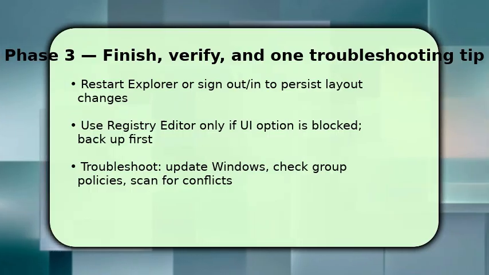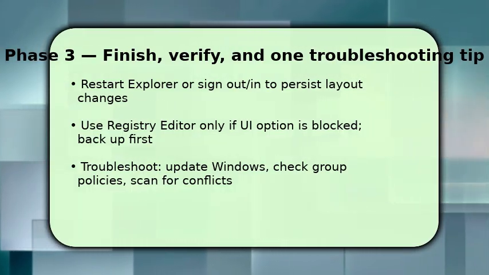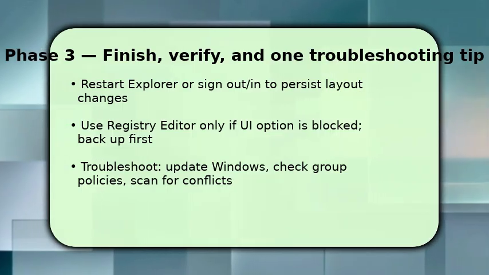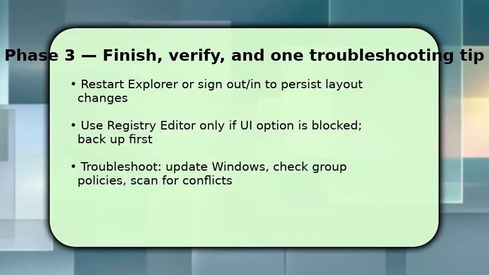If the settings panel didn't offer Center, use the registry editor carefully. Export the key as a backup before editing, then set the taskbar alignment word. Once changed, restart Explorer to apply.